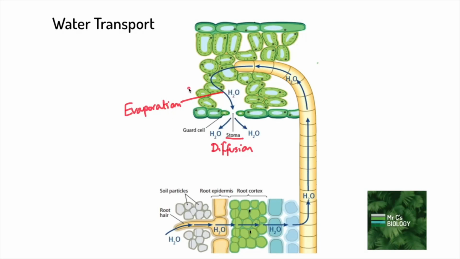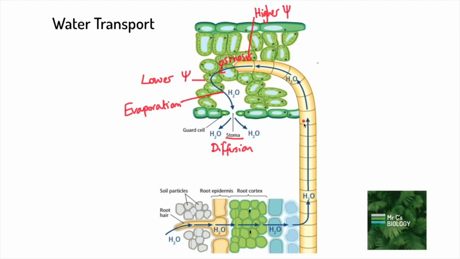Now, evaporating means that the water potential in these cells is going to lower. So there's going to be a lower water potential. We can use the symbol for water potential in these cells. At least it's going to be lower compared to the water potential in the xylem. And so water's going to move from where it's higher to where it's lower, and that's going to move by osmosis.